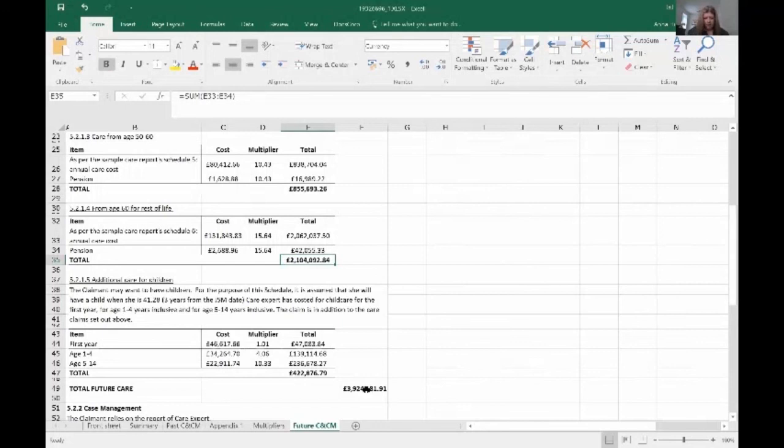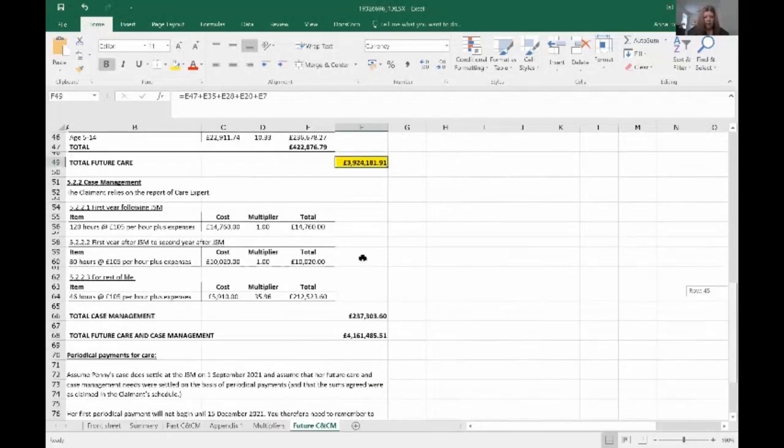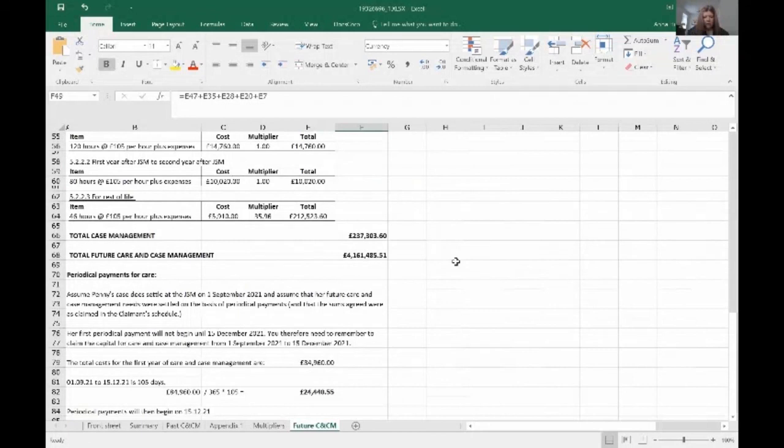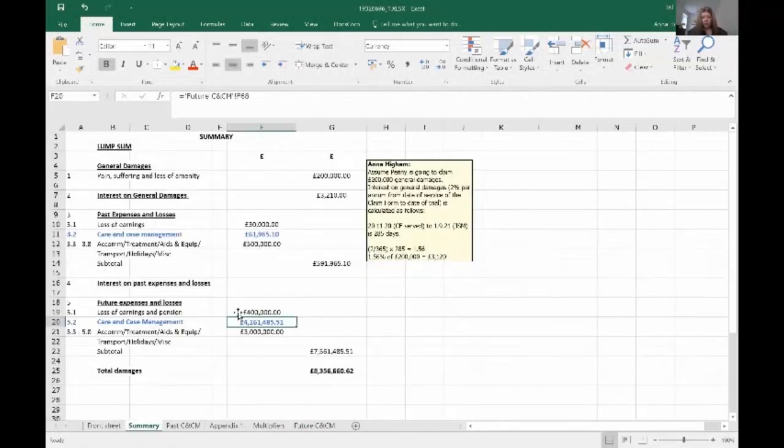It will have changed your total for care there. It's also changed that to 4.1 million from 4.2 million. And then if you go to your summary page, it has pulled your new total through so you can see what your new lump sum is.